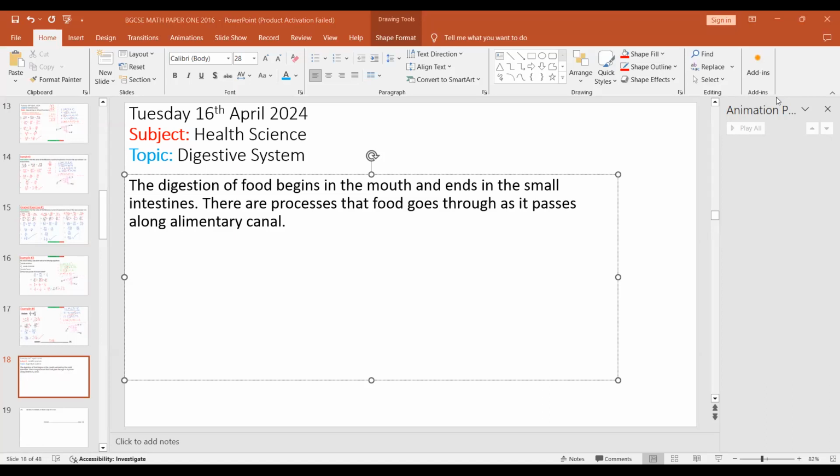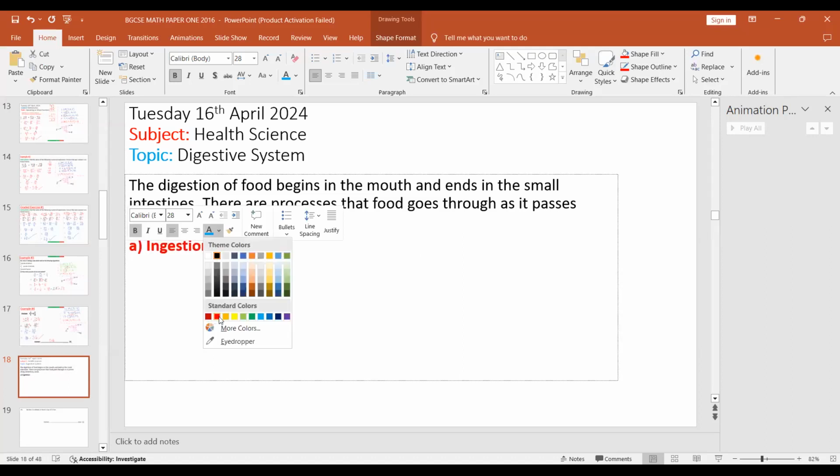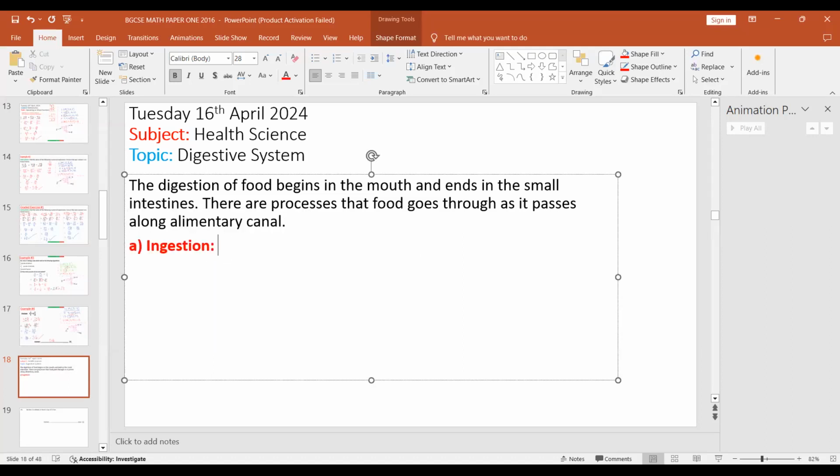Even though the liver helps with digestion and the pancreas helps with digestion, they're not considered part of the alimentary canal. So the first thing that needs to happen is that food needs to be taken into the mouth. When food is taken into the mouth, what do we call that process? Start with I. Ingestion, very good. Ingestion is the first part. Food has to enter the mouth.